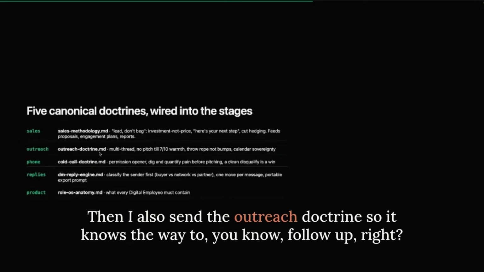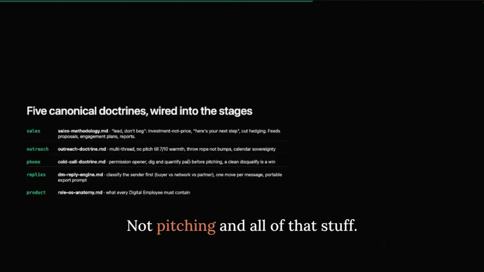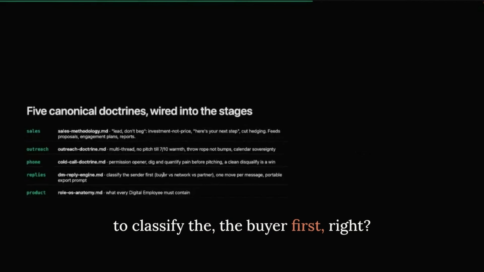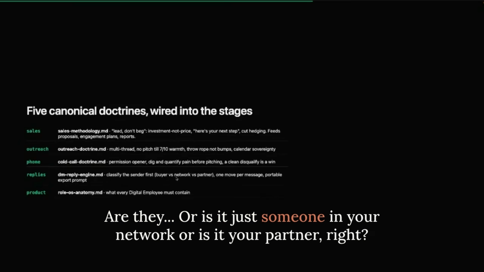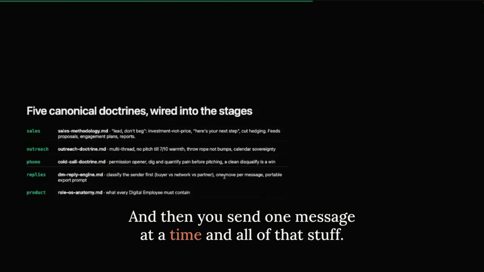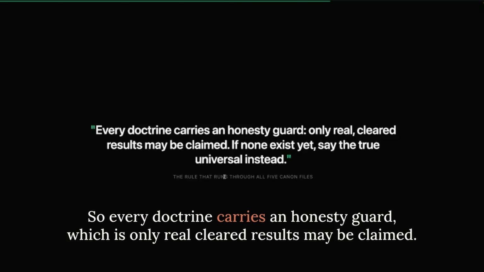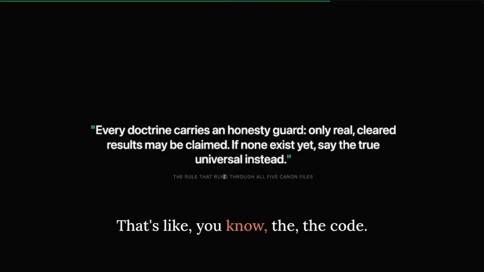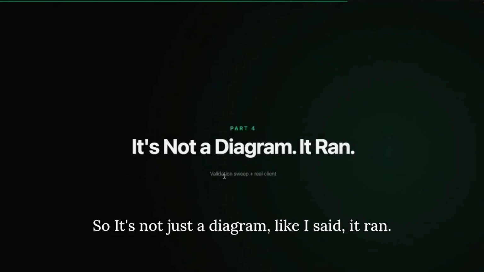Then I also send the outreach doctrine so it knows the way to follow up, right? Not pitching and all of that stuff. It has doctrines for cold calls, it has doctrines for DMs. Before it DMs, it has to classify the buyer first, right? Are they a buyer? Or is it just someone in your network, or is it your partner? Then you send one message at a time and all of that stuff. So every doctrine carries an honesty guard, which is: only real, clear results may be claimed. If none of them exist, you have to stay true. That's the code. So it's not just a diagram.